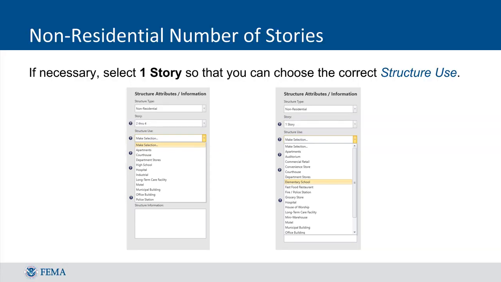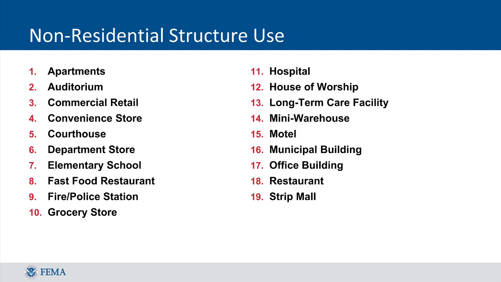This is because construction type is not the primary factor in determining the element breakdown. Structure use is the main factor that determines this, so it is most important that this attribute is accurately selected. Here you can see all of the different structure uses that can be selected for a one-story structure use. For 2 to 4 stories and 5 or more stories, there are far fewer options, and several are the same as those listed under the one-story option.